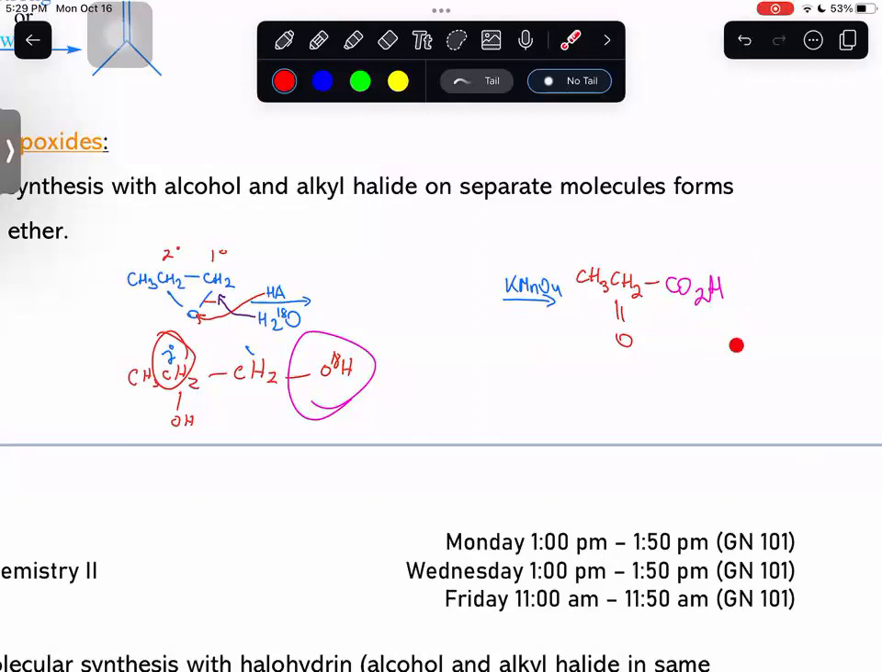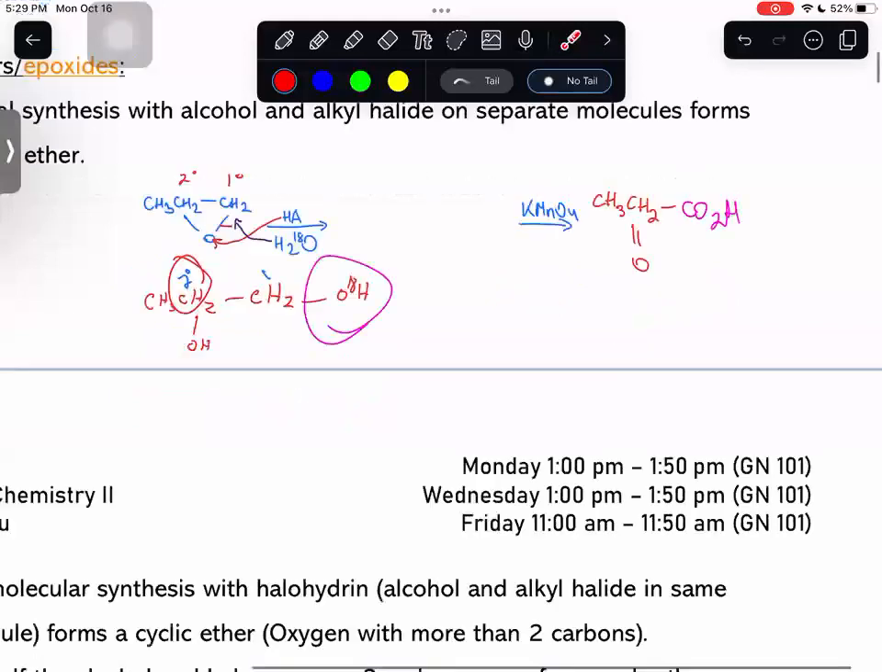Carboxylic acids can be drawn this way. We never talked about tertiary alcohol groups being oxidized. We don't talk about it. So far, questions about oxidation? So far, we're good? Okay, we're good.